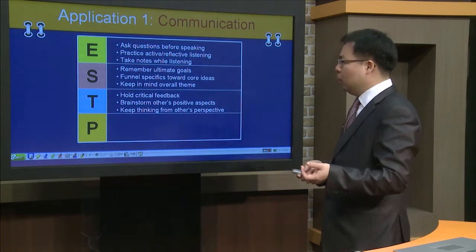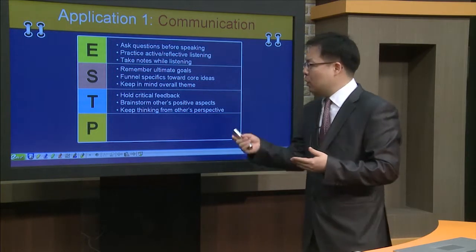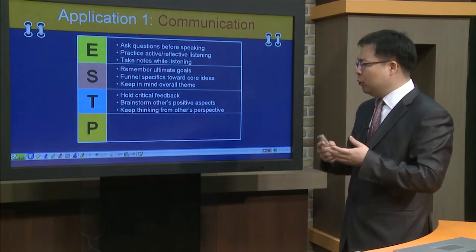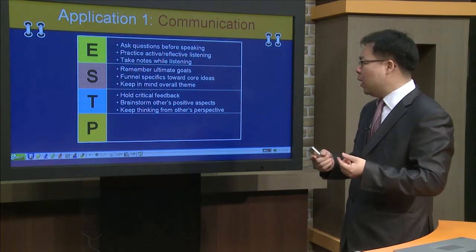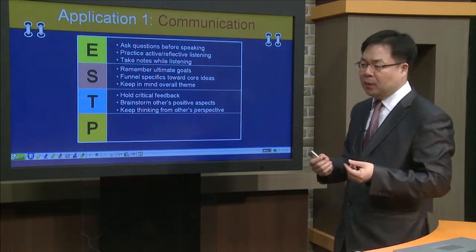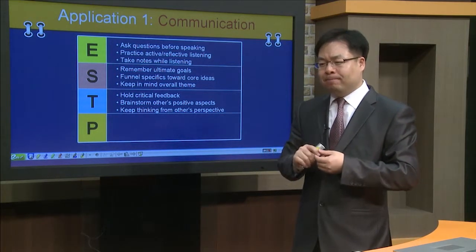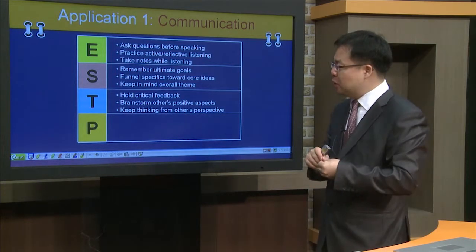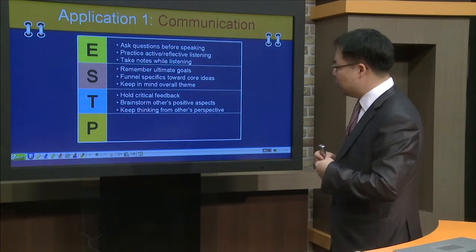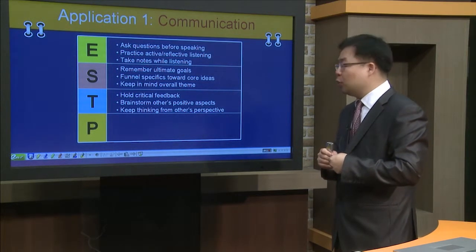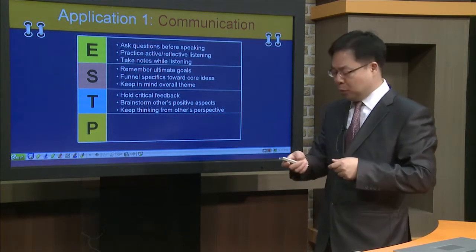T person, their decisions are really based on principles and rules. So it recommends some critical feedback, and brainstorming some other positive aspects, because sometimes they tend to show critical and negative evaluation of others. That's why they are encouraged to show some positive aspects. And to keep thinking from others' perspectives, because they are less relationship oriented.